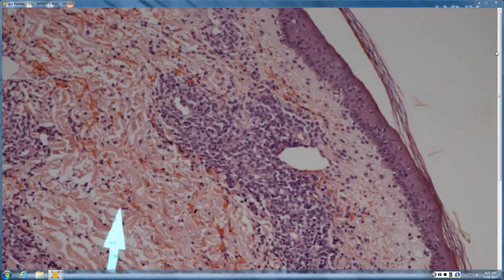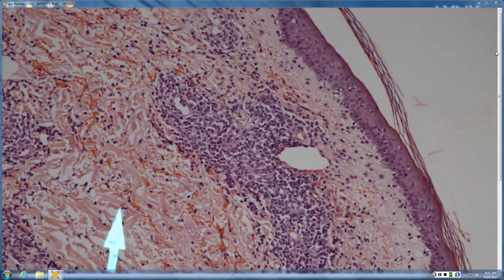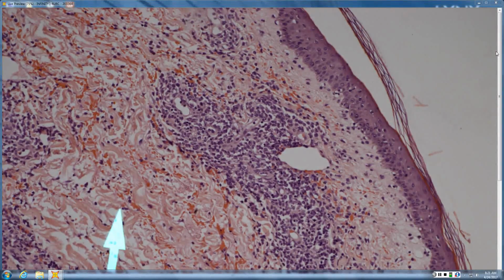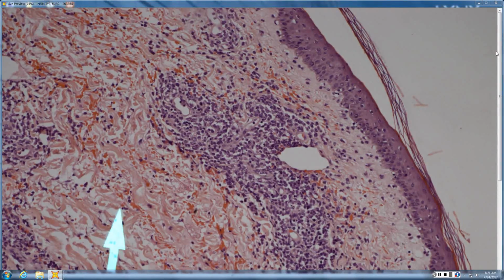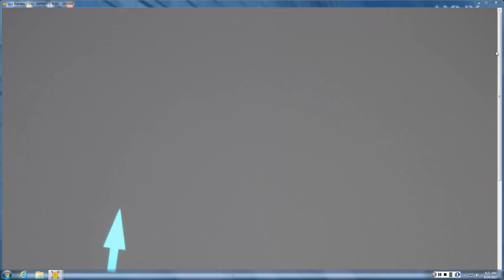So the question would be, is it a B-cell lymphoma? Is it a leukemia cutis? So you depend on your markers. And this one is CD20 negative, CD3 negative, CD4 positive, and CD56 positive. So yes, it's a leukemia.